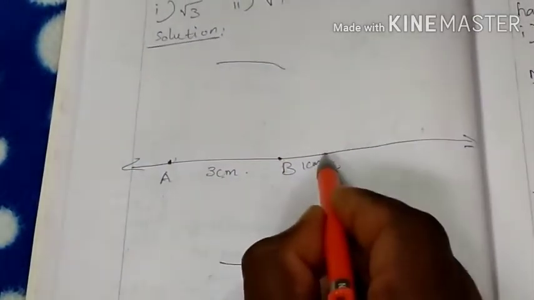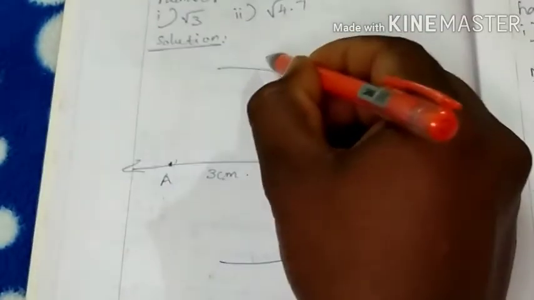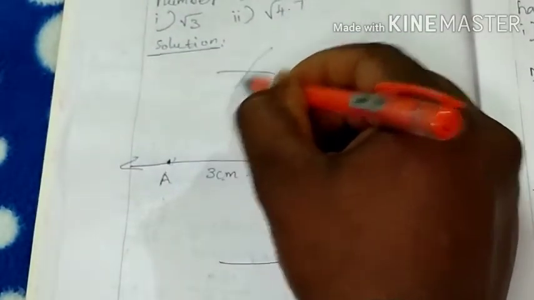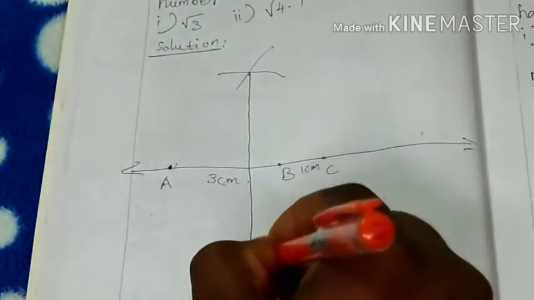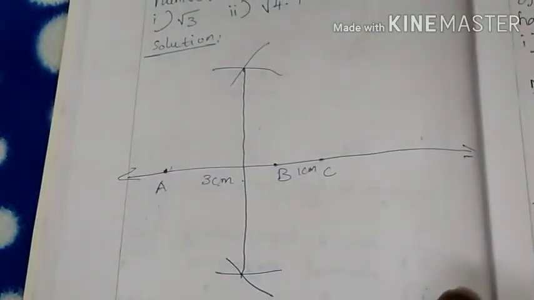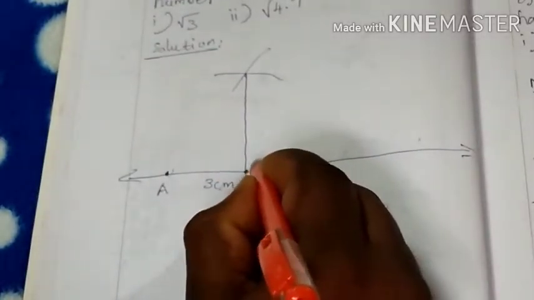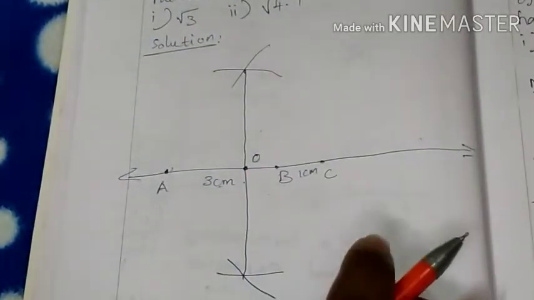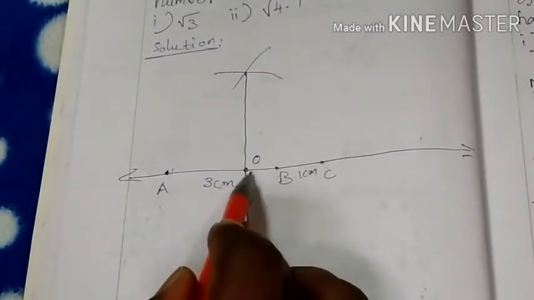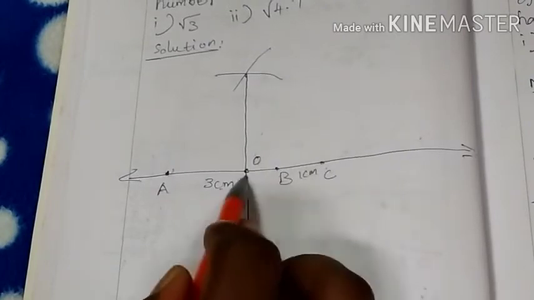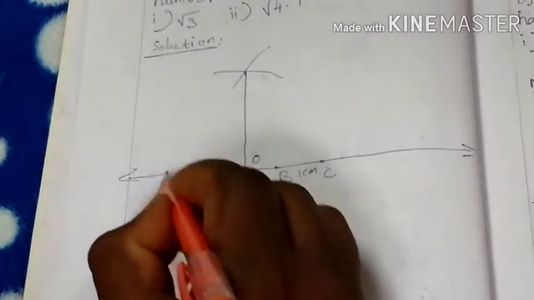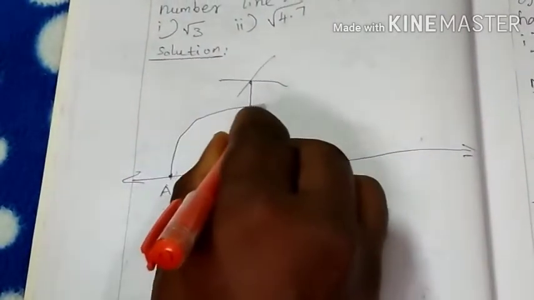Now put the sharp edge at C. Then with the same radius, draw an arc intersecting the previous arc. Then join the two arcs, and we get the perpendicular line. Let the intersection point be O. With O as center, OC and OA as radius, draw a semicircle.